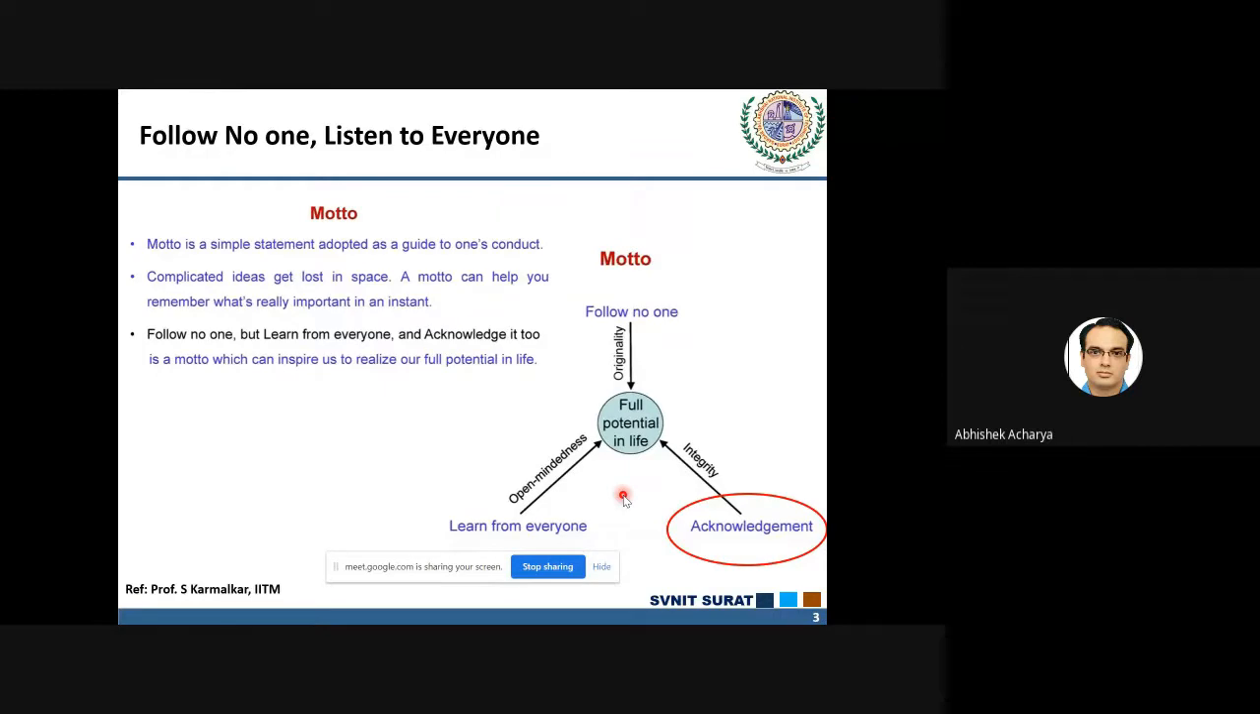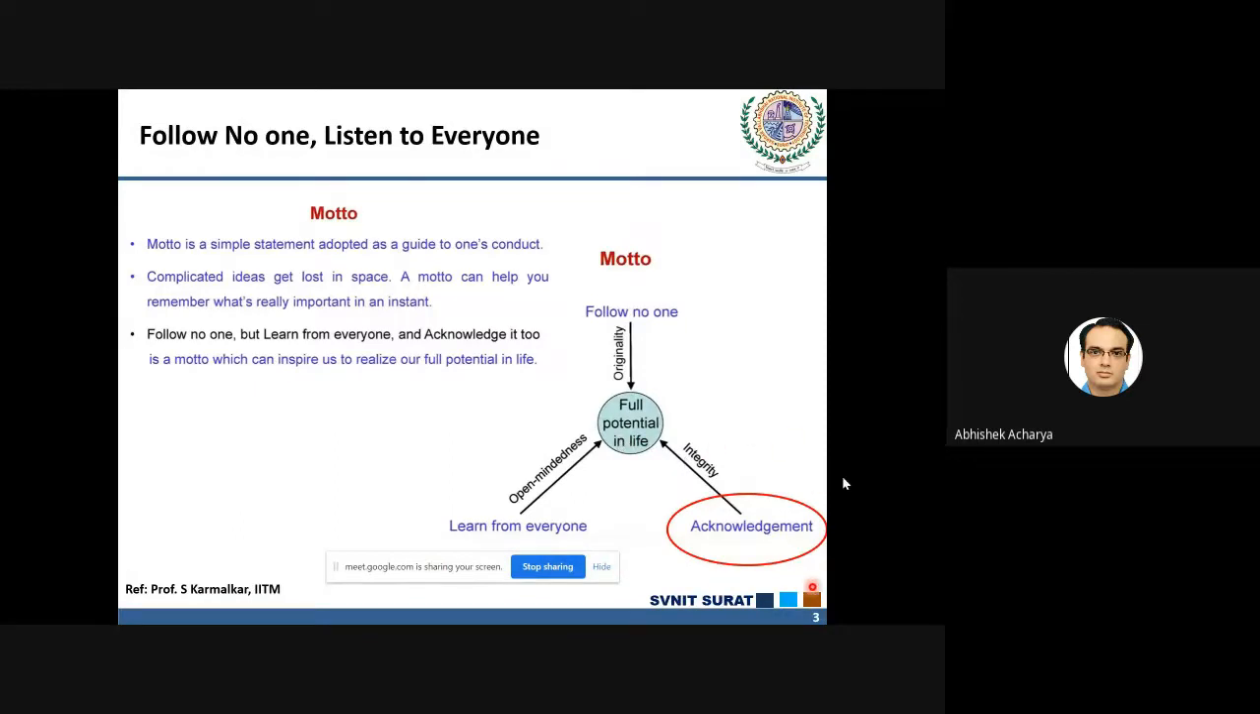Then the next point in this context is follow no one. Okay, so why am I saying follow no one? If you start following those researchers, then you will not be able to get a good outcome out of that. I mean, some sort of originality will be missing in that kind of research if you blindly start following the previous researchers. And the last but not the least is acknowledgement.